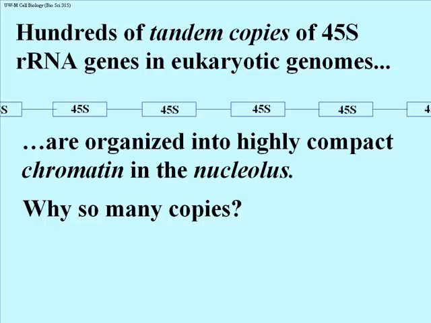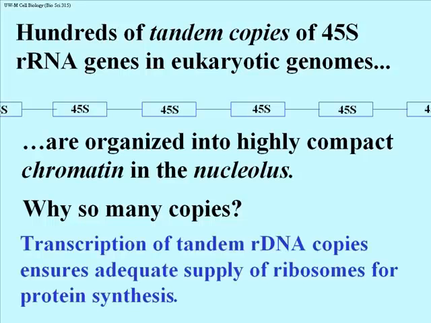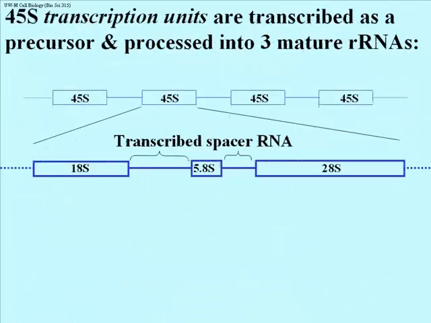You may know that 90% of the mass of a cell is water, but most of the rest, nearly 10%, is protein. So it shouldn't come as a surprise that the cell must make lots of ribosomal RNA to maintain its stock of ribosomes. The transcription, then, of tandem ribosomal DNA, or ribosomal gene copies, ensures an adequate supply of ribosomes for protein synthesis. When each 45S gene is transcribed, a 45S transcript is produced.